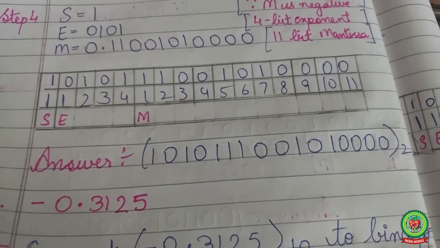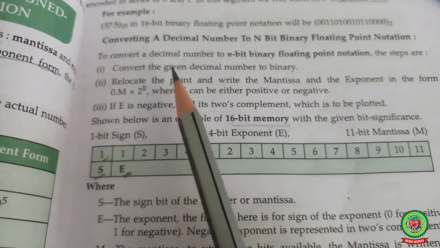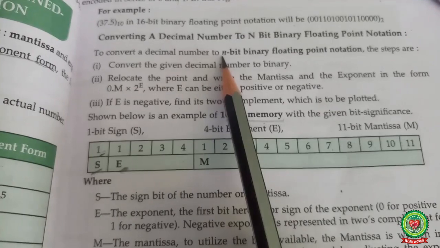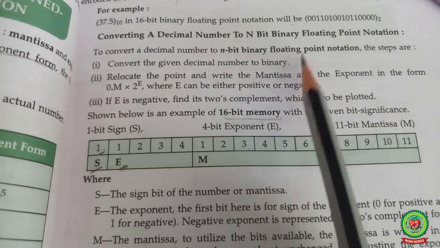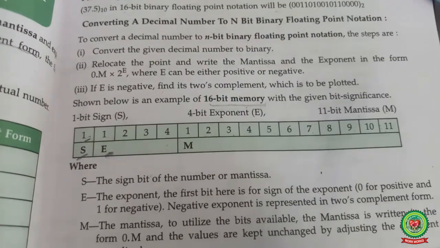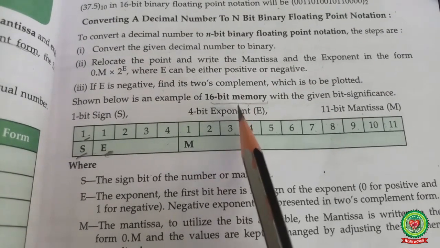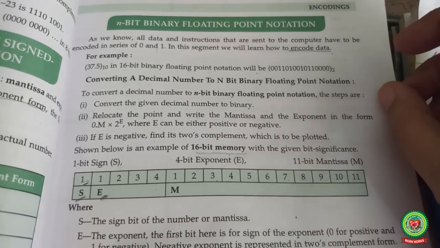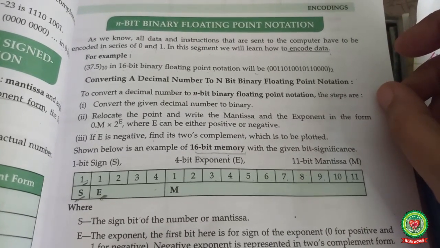Hence, these are the steps that we have to follow to convert a decimal number to n-bit binary floating point notation in a 16-bit memory. Do practice related examples from pages 73 till 76.